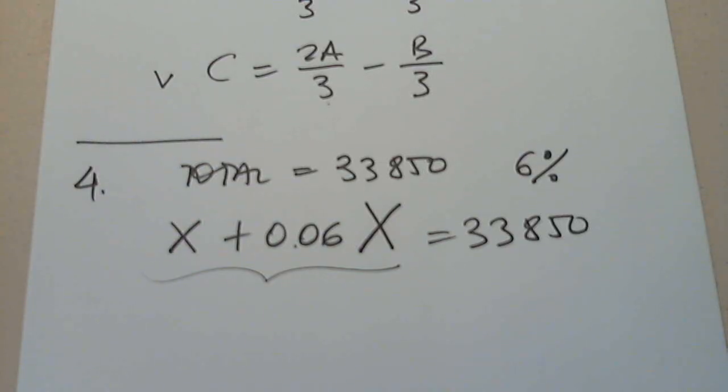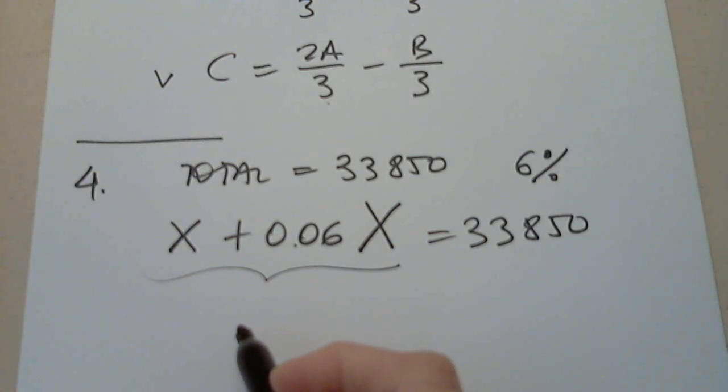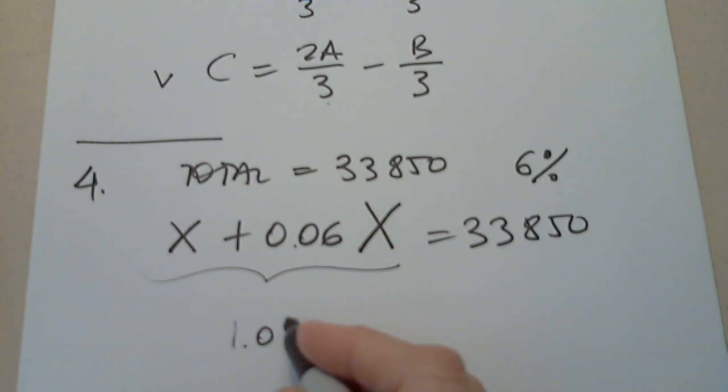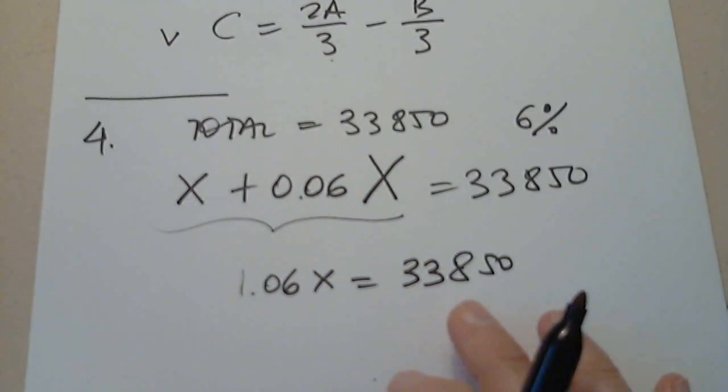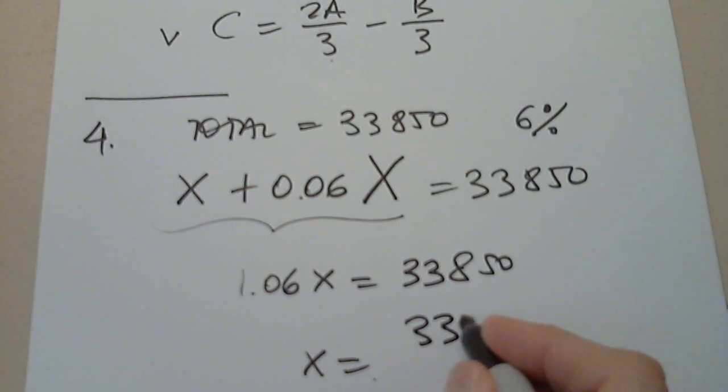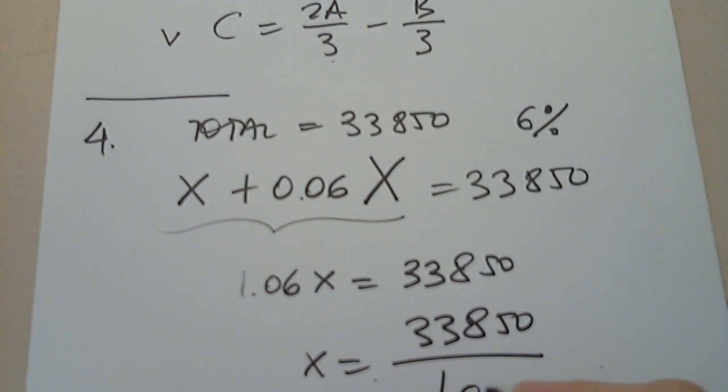Can anyone combine like terms on the left-hand side? Yes, 1.06x equals 33,850. And now we divide 33,850 by 1.06. Indeed. So can anyone give us the amount?